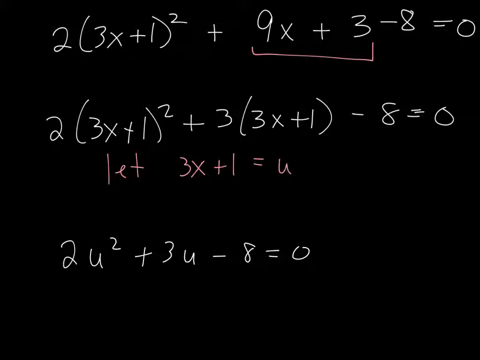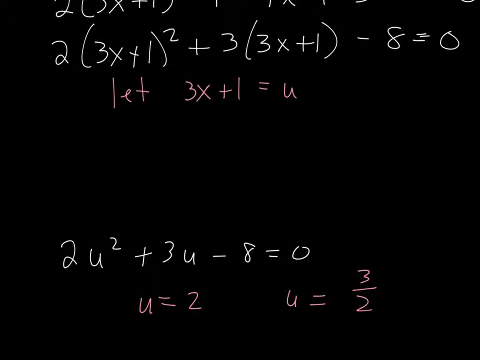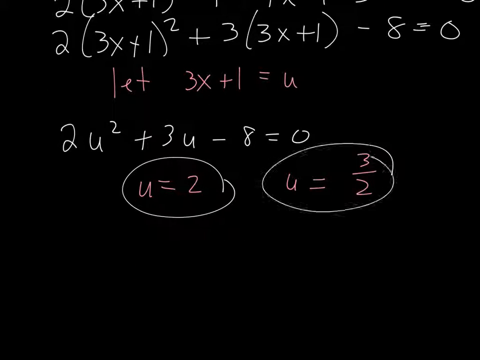Do me a favor. Don't actually solve this. Let's make believe. I know it's not true. Let's make believe the answer came out to be u equals 2 and u equals 3/2. Hypothetically, okay? It's not the answer, hypothetically. If that's the case, we have a definition of u at the top. U in our let statement was defined as 3x plus 1. So if these were our answers, they are not.